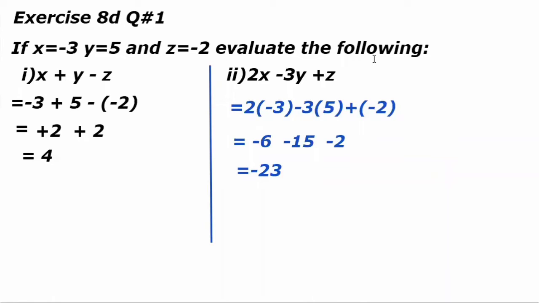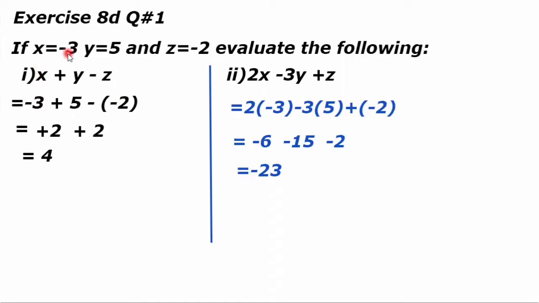Now we have to substitute the numbers for variables. What are the variables? X, Y and Z. These X, Y and Z are the variables, and negative 3, 5 and negative 2 are the numbers. We have to substitute the numbers for variables. In the first part, x plus y minus z is the question given to you, and these are the variables. Now in the next step, we will substitute the numbers in the variables.